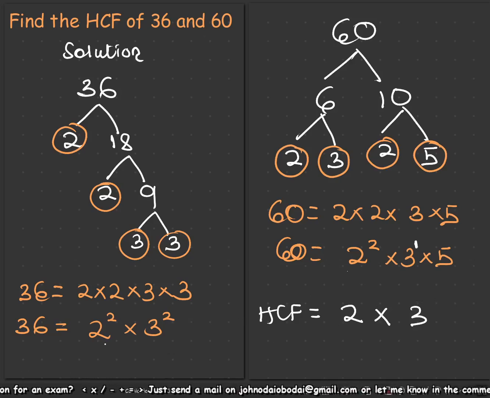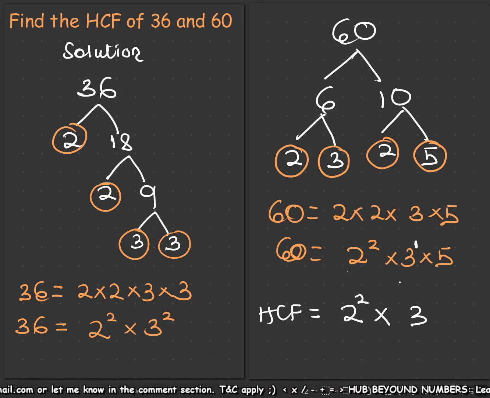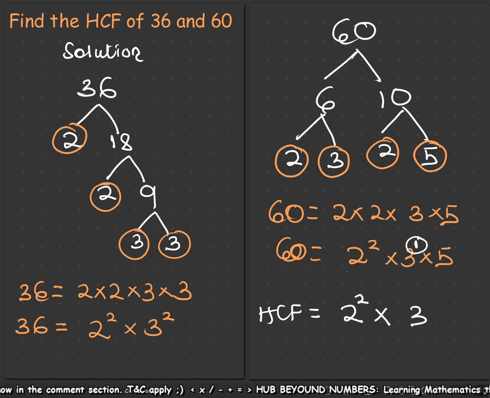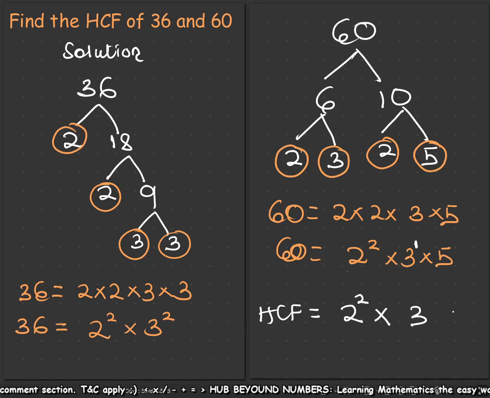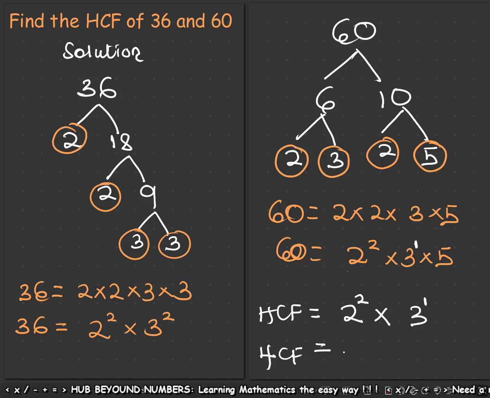Then, concerning this 2 and 3, we look at those with the lowest powers. So over here, we have 2 to the power 2, and then we have 2 to the power 2. The powers are the same, so there's nothing like lowest. Hence, we just write that here. But then for 3 and then this 3 here, the power here is 1 and the power here is 2. So we prefer the lower one. You get it? So our HCF is then going to be what?